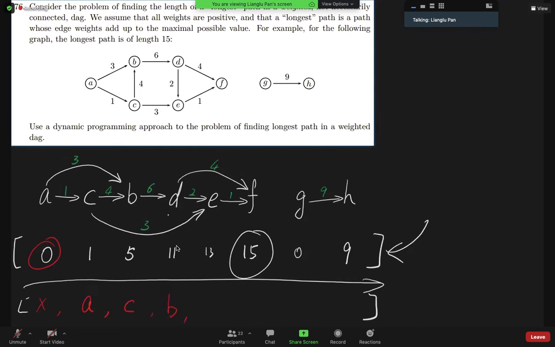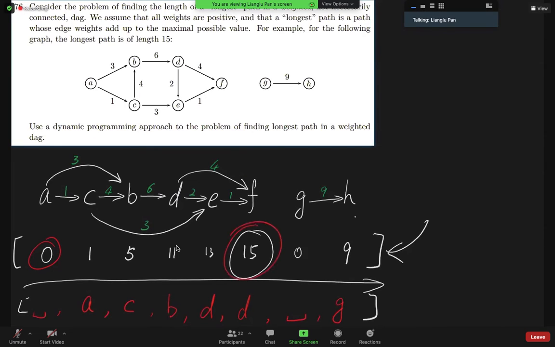And for E, I think we record D. And for F, we record D as well. And the value for G, we don't really care because we cannot have any paths ending at node G. And for the node H, we have node G as its previous node.